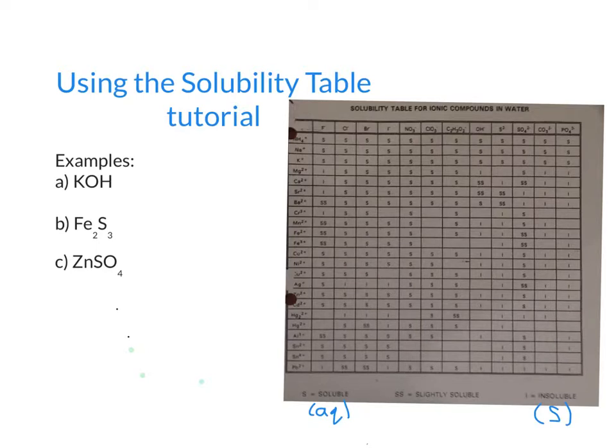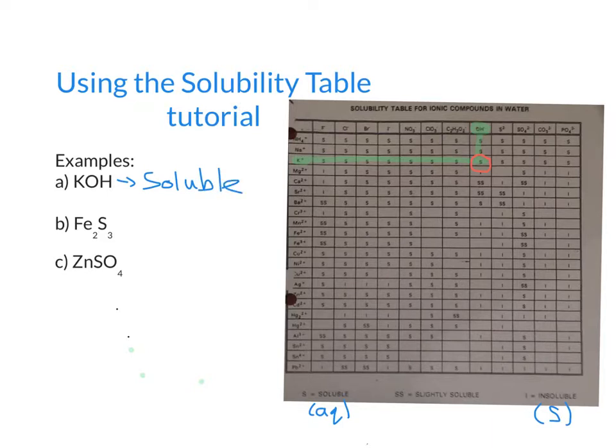So let's use our solubility table to predict the solubility of a couple examples. The first one we're going to look at is KOH. In order to use the solubility table, we find our cation, which is potassium, right here, and we find our anion, which is hydroxide, right here. And then we find where they meet. So potassium all the way across here and hydroxide right here. And what we can see is that they are meeting where there is an S. So that S is telling us that it is soluble. So we write KOH is soluble.